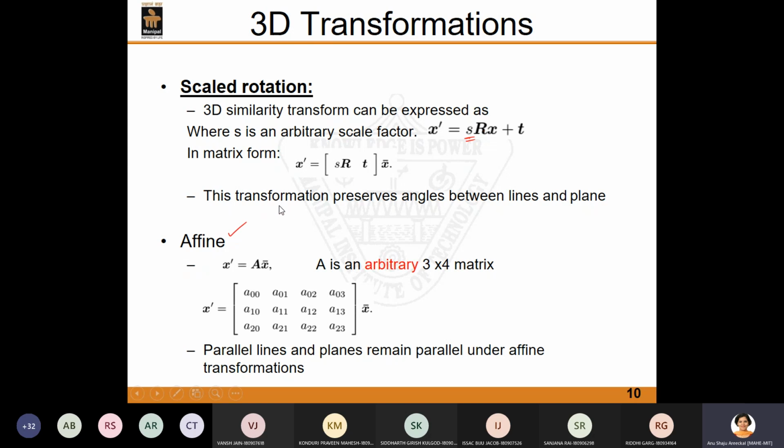Next is the affine transformation. In the affine transformation, we saw that it was the same equation, right? In the 2D space, we saw that the size of the affine matrix is 2 cross 3. So any arbitrary 2 cross 3 matrix could be used as the affine transformation matrix in the case of 2D space. In the case of 3D space, we have one more element, right? So here any arbitrary 3 cross 4 matrix can be used as the affine matrix.